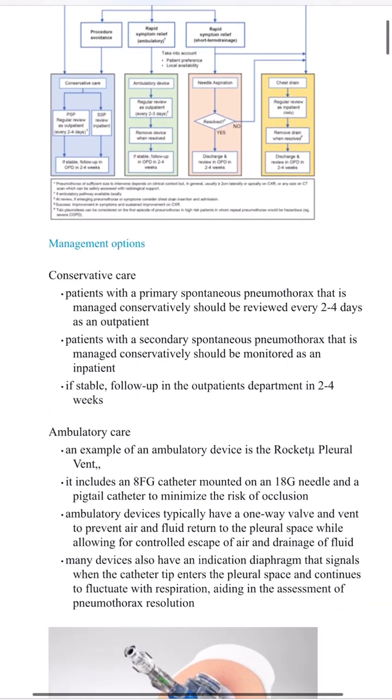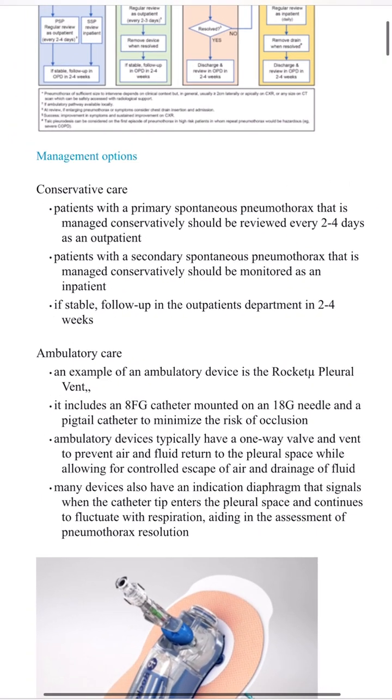And management options: conservative care. A patient with a primary spontaneous pneumothorax that is managed conservatively should be reviewed every 2 to 4 days as an outpatient. A secondary spontaneous pneumothorax is managed conservatively as well, but should be monitored as an inpatient. Okay, primary as outpatient and secondary as inpatient. And if it's stable, then follow up in the outpatient department in 2 to 4 weeks.